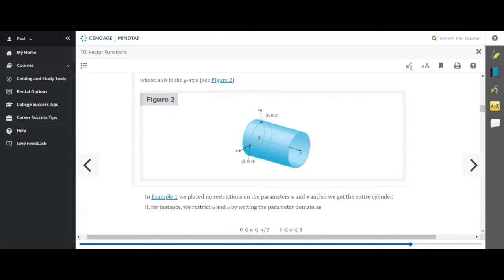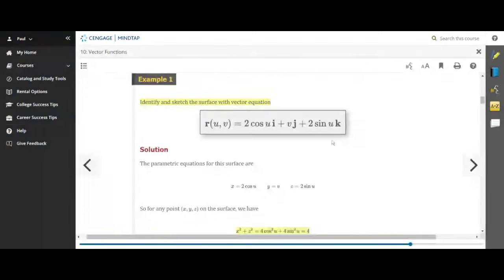Okay, so if you want to represent a cylinder with radius 2 that's parallel to the y-axis, whose y-axis goes through its center, the parametric representation of that is given here. So you see, we can't write a cylinder as a function of x and y. We can't say our cylinder, z equals whatever, and get a cylinder. But using vector functions of two variables, we can generate a cylinder.